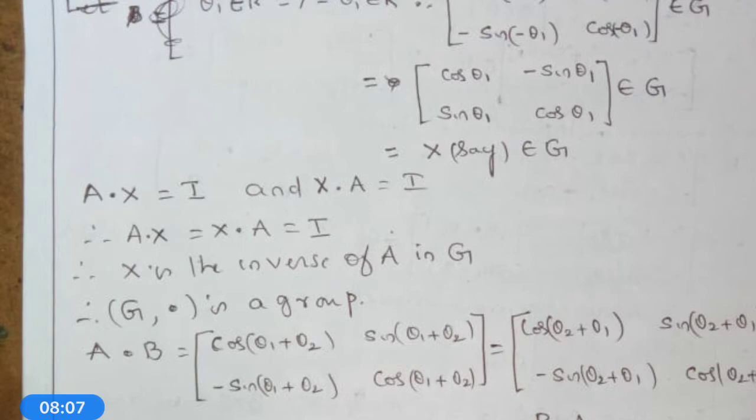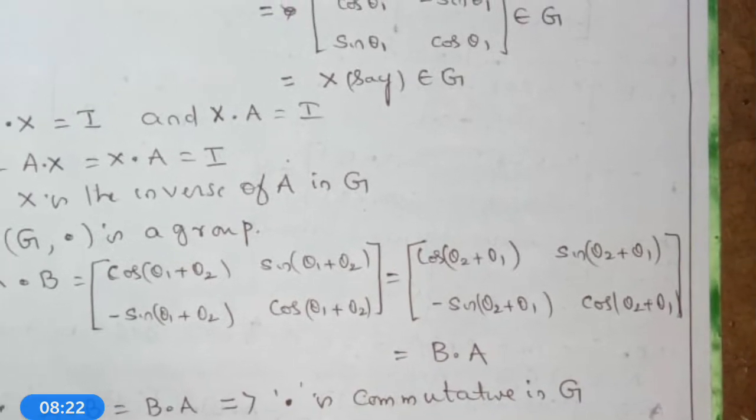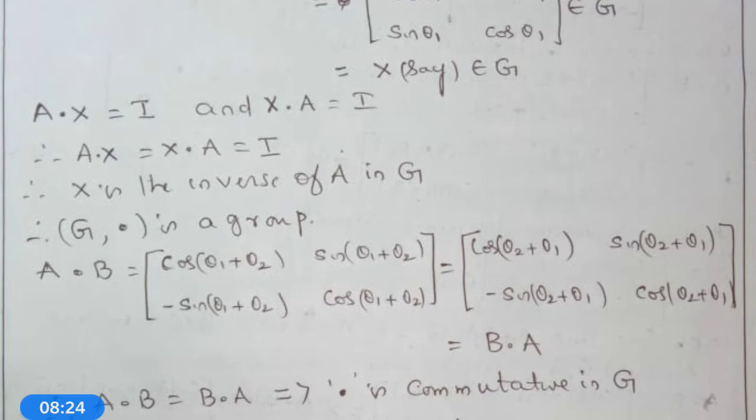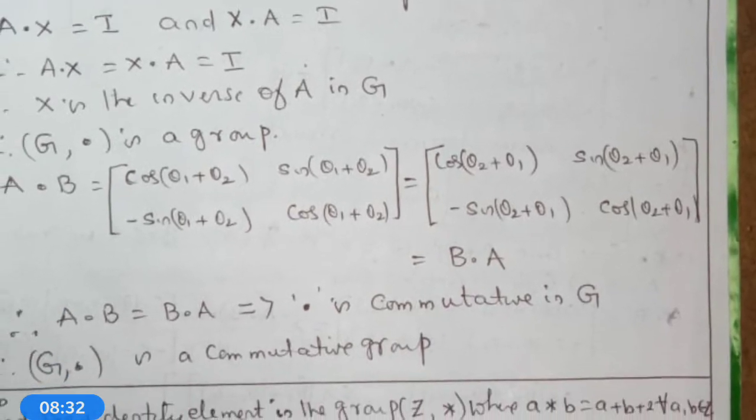A · X is equal to [[1, 0], [0, 1]]. Therefore, A · X is equal to I. Similarly, X · A is equal to I. Therefore, A · X is equal to X · A is equal to I. Therefore, X is the inverse of A in G. So, every element in G is invertible. Therefore, (G, ·) is a group.